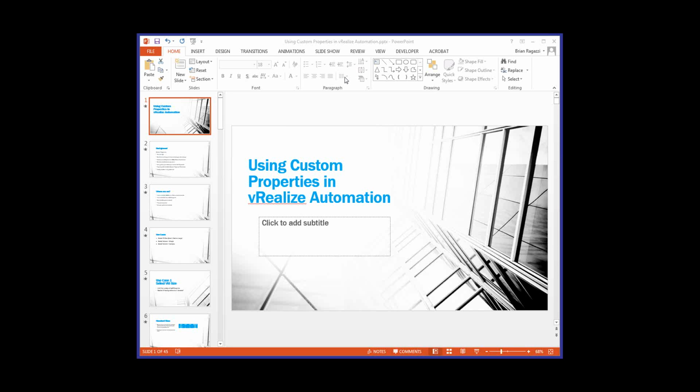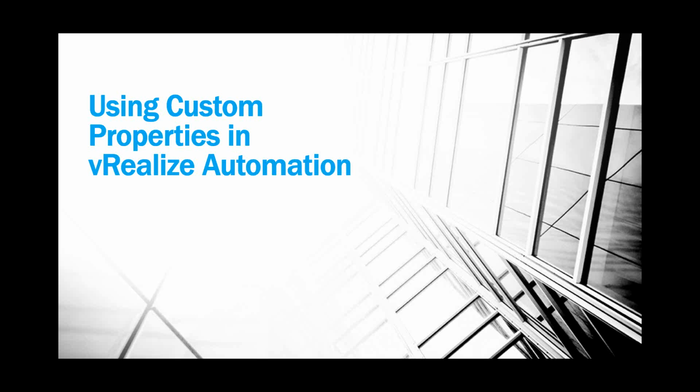Fantastic. Excellent. All right, so I'm Brian Ragazzi. I'm proud to work with Damian, and what we're talking about today is using some of the custom properties in vRealize Automation. I'll try to remember to call it vRealize Automation, although you may catch me from time to time calling it VCAC or something along those lines. So we'll dive right in.